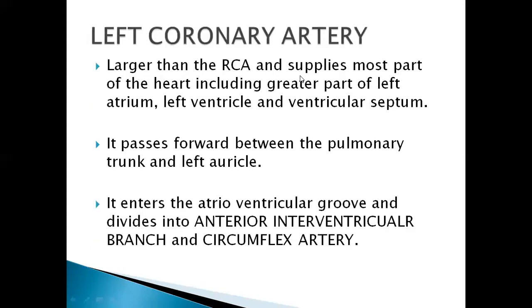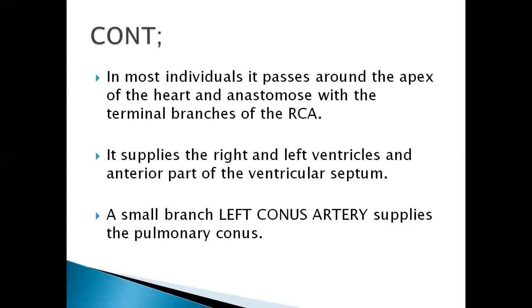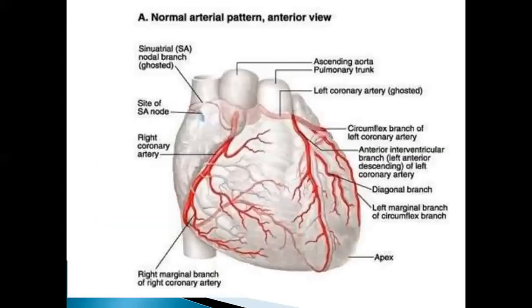Now the left coronary artery. It arises from the left posterior aortic sinus and runs forward between the pulmonary trunk and the left atrium. The main branches are the circumflex branch of the left coronary artery, which is also called the circumflex artery, and the anterior interventricular branch or anterior interventricular artery, which is also called the left anterior descending artery, of immense clinical importance.